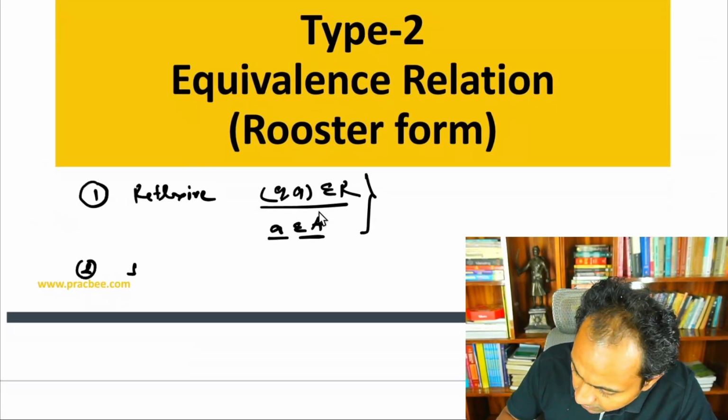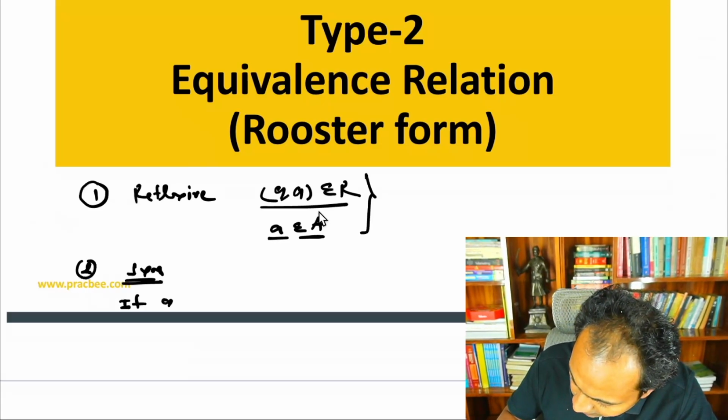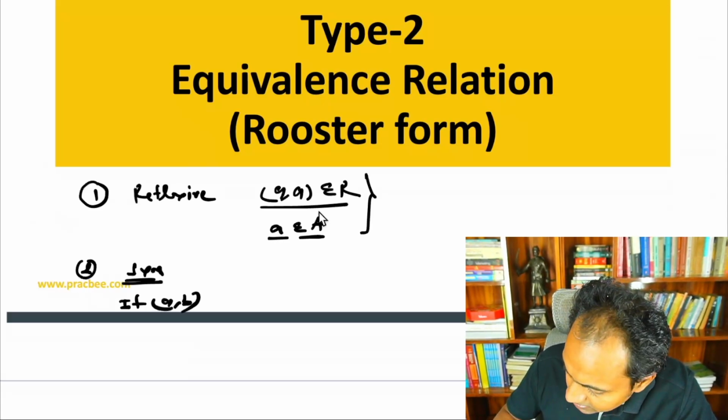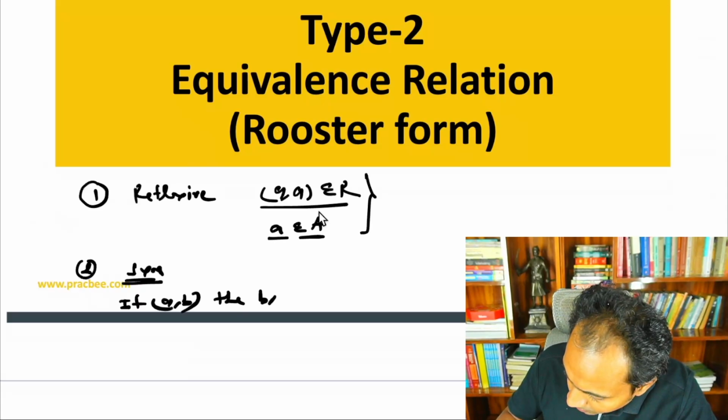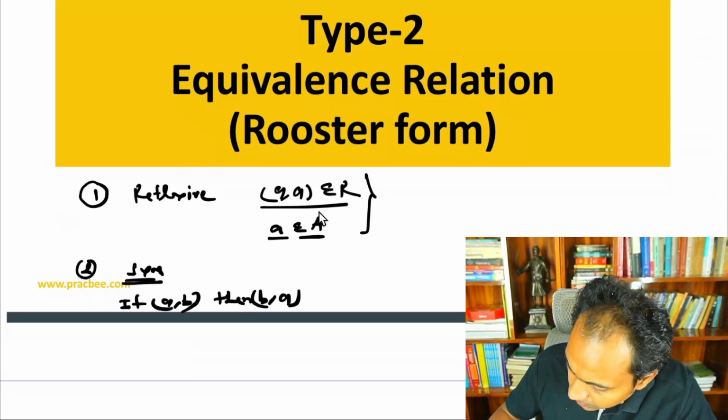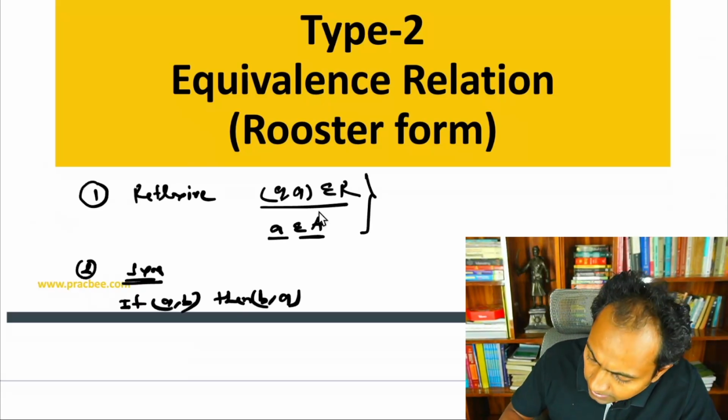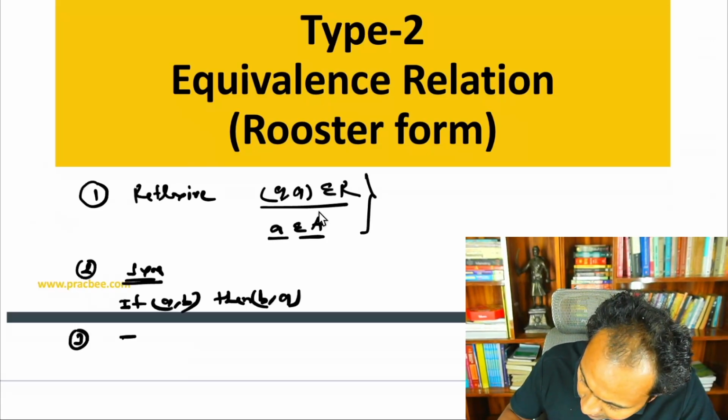For symmetric, we have an if then condition. So it is not valid for all the elements. If a comma b is there, then b comma a should also be there. Then it will become symmetric. And for the third part, that is transitive, this also needs to happen.